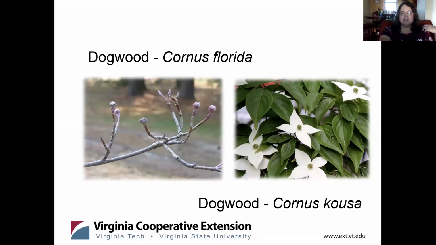Dogwood, Cornus florida, is our eastern flowering dogwood, native to the east coast of the United States. And Cornus kousa is the Chinese or Korean dogwood, of course native to that area of the world, Eastern Asia. But those are both dogwoods.